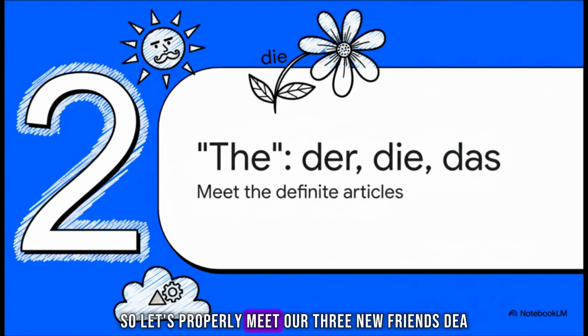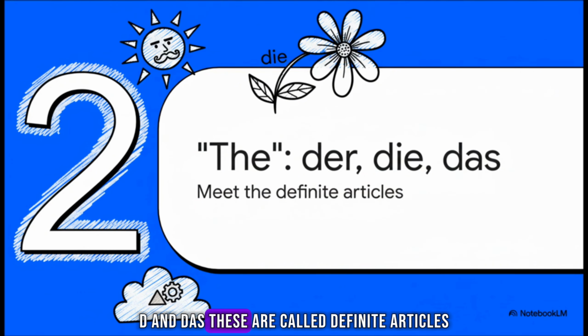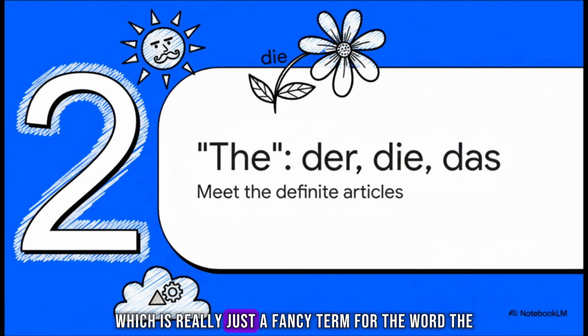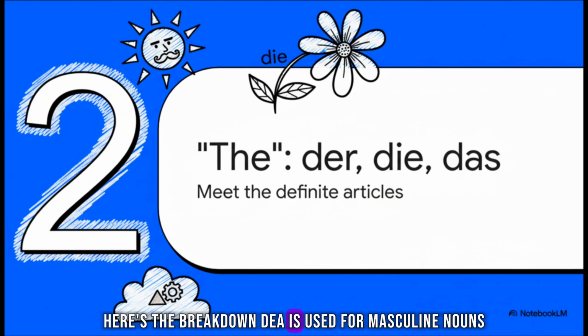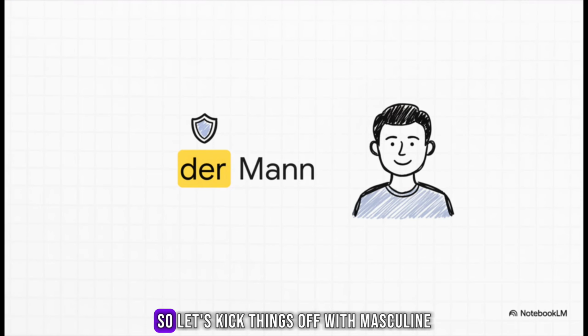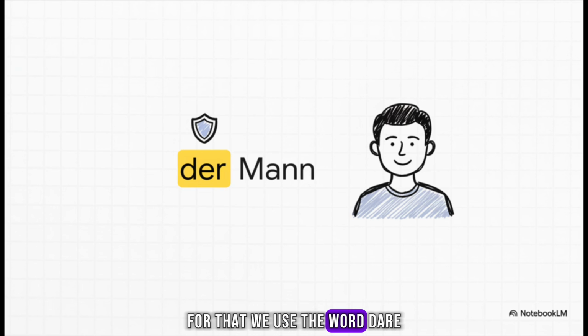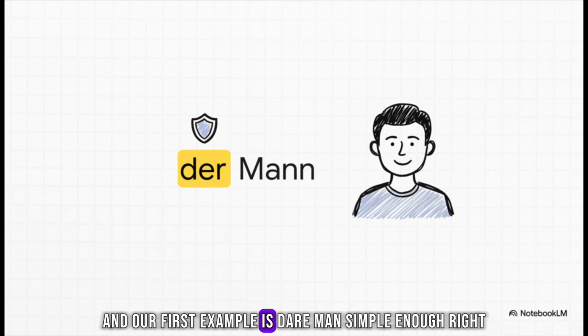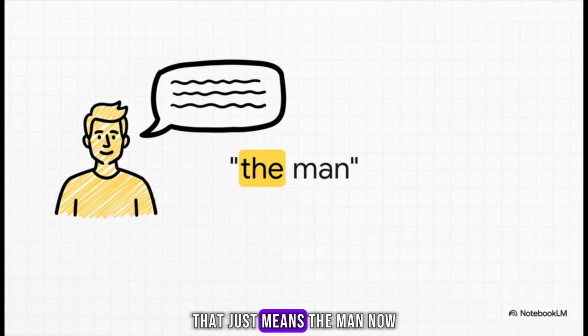So let's properly meet our 3 new friends, der, die, and das. These are called definite articles, which is really just a fancy term for the word the. Here's the breakdown. Der is used for masculine nouns, die is for feminine nouns, and das is for neuter nouns. So, let's kick things off with masculine. For that, we use the word der. And our first example is der Mann. Simple enough, right? That just means the man.